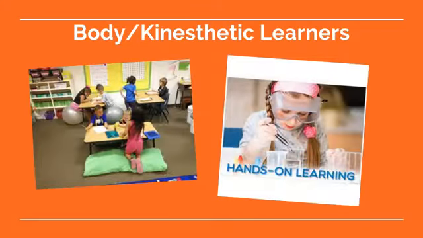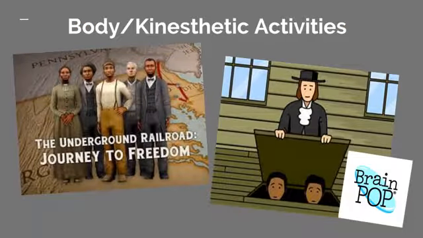Kinesthetic learners learn best by moving their bodies. These are the hands-on learners and the doers of the classroom. Through this unit, kinesthetic learners will have the opportunity to play several games to help them explore more about the Underground Railroad. Using games such as the Underground Railroad, Journey to Freedom, and Brain Pop, kinesthetic learners will have the opportunity to be hands-on with their learning.